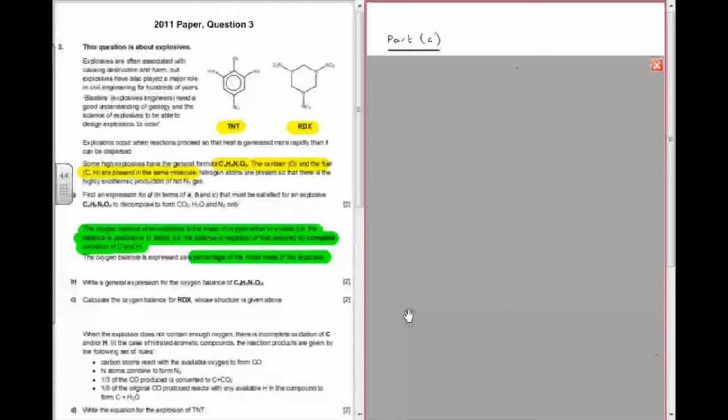In part C of the question, you are asked to calculate the oxygen balance for RDX, whose structure is given at the start of the question. This can be calculated using the answer to part B.